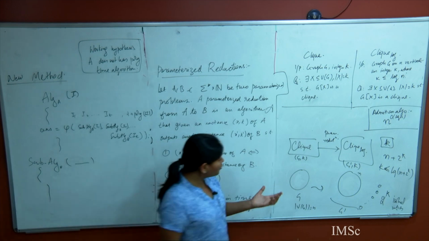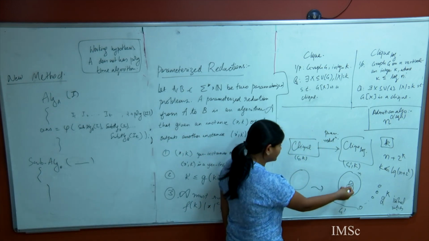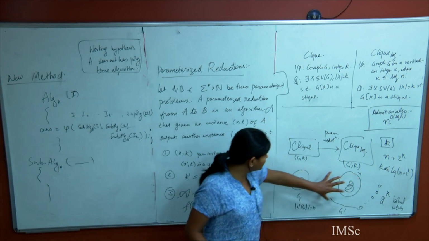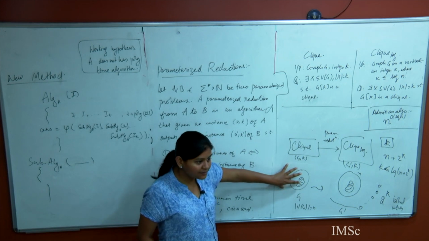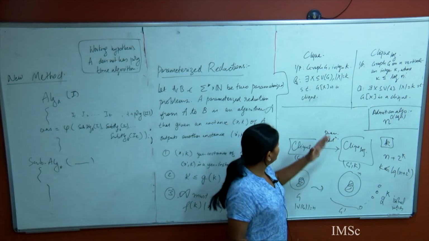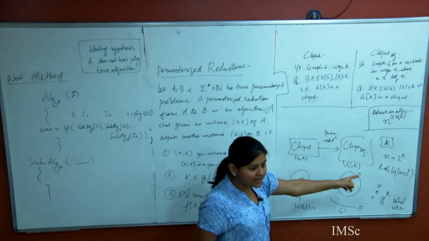So now the clique must be contained here, which is of size k, but then that clique is also a clique of size k here because the graphs are the same. This is an induced subgraph of this graph, right? So we actually showed a parameterized reduction taking the problem clique to clique log in parameterized time.